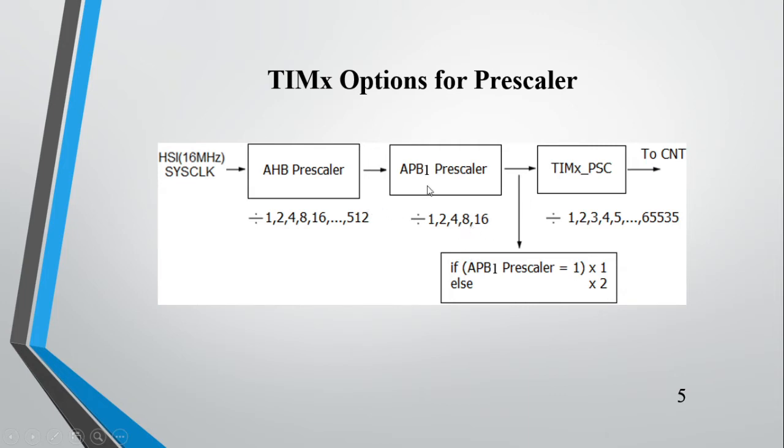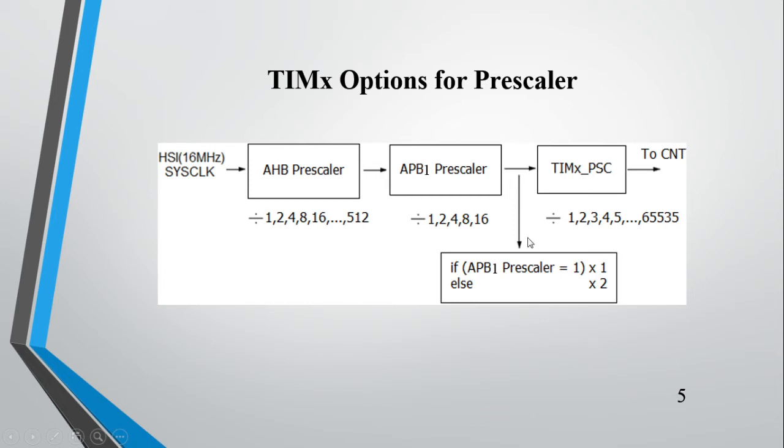And what is the function of a prescaler? If you are giving an input to a particular prescaler configured as 1:1, when you give 1 clock cycle at the input, you will get 1 clock cycle at the output. If the prescaler ratio is 1:2, if you give 2 clock cycles at the input, you will get 1 clock cycle at the output.